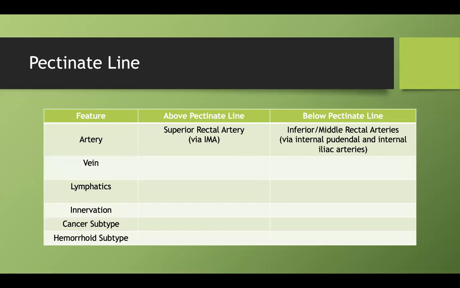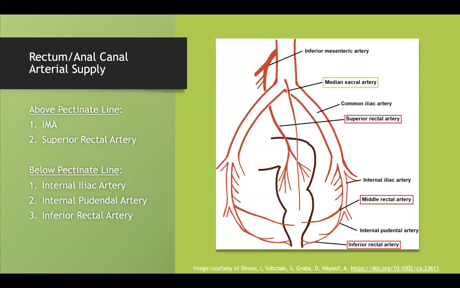On the other hand, if you look at the region below the pectinate line, such as the upper anal canal, that region is going to be supplied by inferior and middle rectal arteries. And those arteries are not branch points off of the IMA. Instead, they are branch points off of your internal iliacs and your internal pudendal arteries. So let me show you the difference in this diagram to the right here.